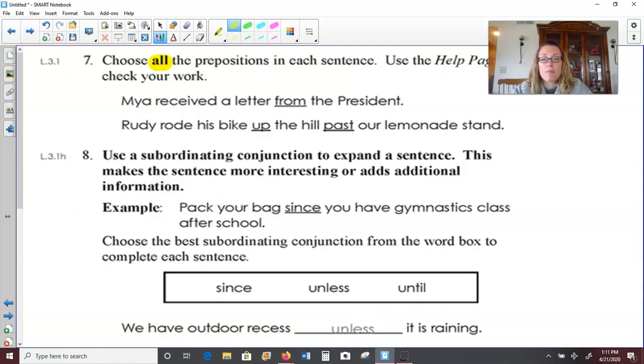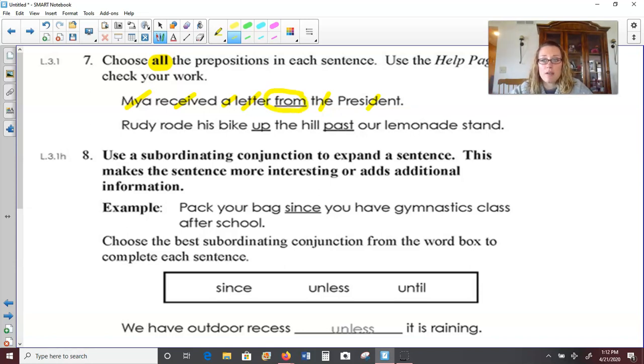Choose all the prepositions in each sentence. Use the help pages to check your work. You know me, I like to cross off all of the other words in the sentence that I can eliminate and see if I can narrow down to my preposition. So Maya received a letter from the president. Maya is a proper noun naming a person. Received is the verb. A is an article. Letter is a noun. The is an article. President is a noun, so we're left with from.